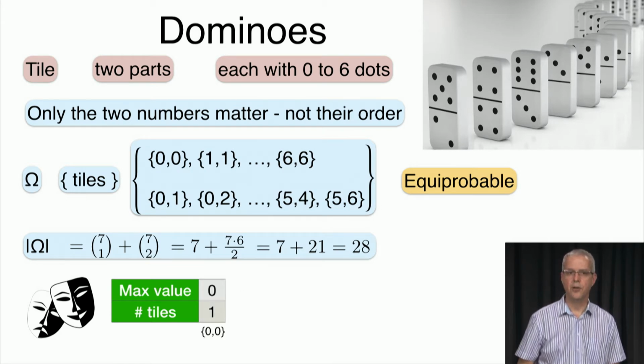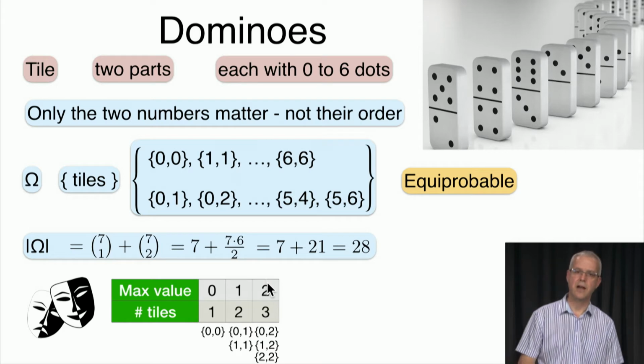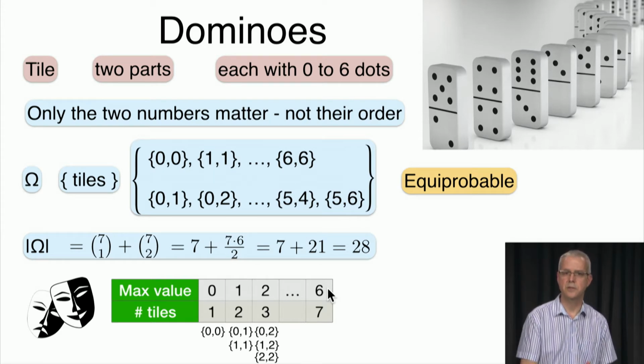So how many tiles are there whose maximum value is 0? There's only one such tile, 0, 0, so there's one tile. How many tiles have a maximum value of 1? That's 2, because these tiles are going to be either 0, 1 or 1, 1. So there are 2 tiles whose maximum value is 1. And how many tiles have a maximum value of 2? That's 0, 2, 1, 2, and 2, 2. So there are 3, and so on, up to how many tiles have a maximum value of 6. That's the tiles 0, 6, 1, 6, 2, 6, up to 6, 6. So there are 7 of those.